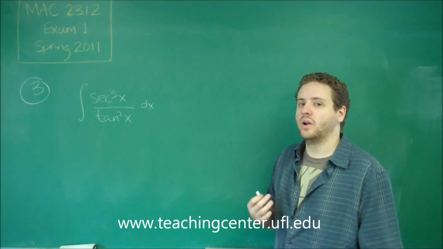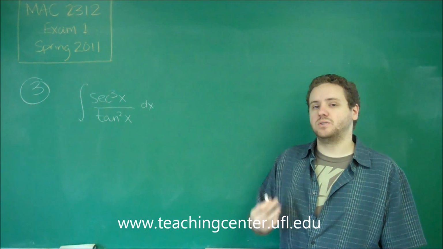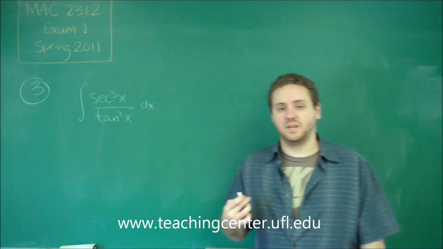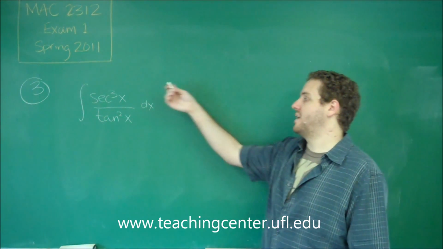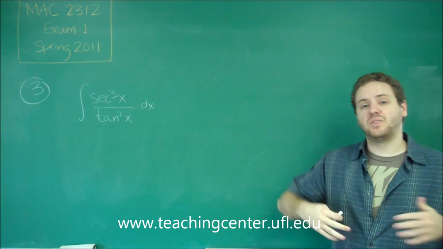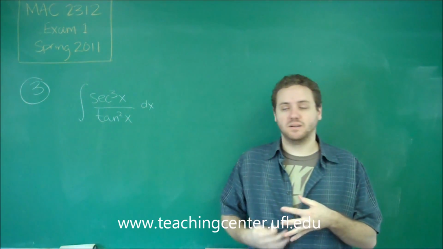The rules, though, are if we have an even power of secant, we can do a particular thing, or if we have an odd power of tangent, we can do something in particular. In this case, we have an odd power of secant and an even power of tangent. Neither of those rules apply, so we have to think outside the box. We need to do something else here.